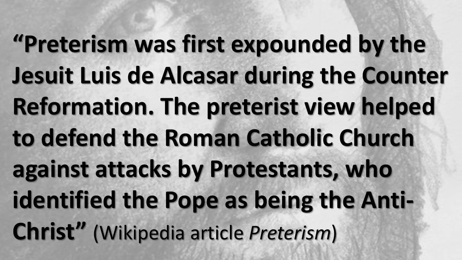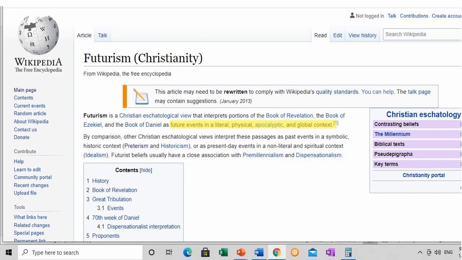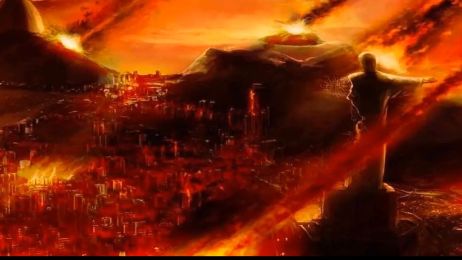The futurist model of interpretation puts most of the events of Revelation in the future during the Great Tribulation.